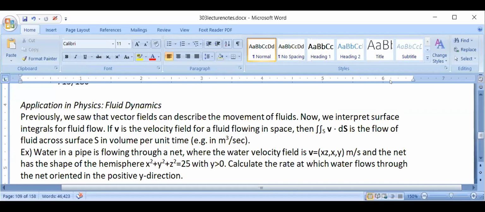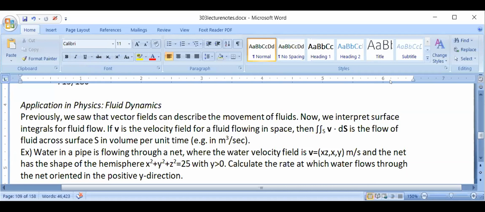So let's start now looking at some applications. First application I want to talk about is fluid dynamics. Of course, we've talked previously about how vector fields can represent the movement of fluids. So what does that have to do with surface integrals?